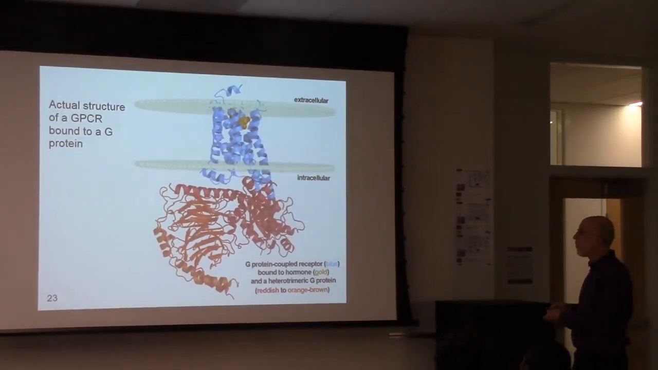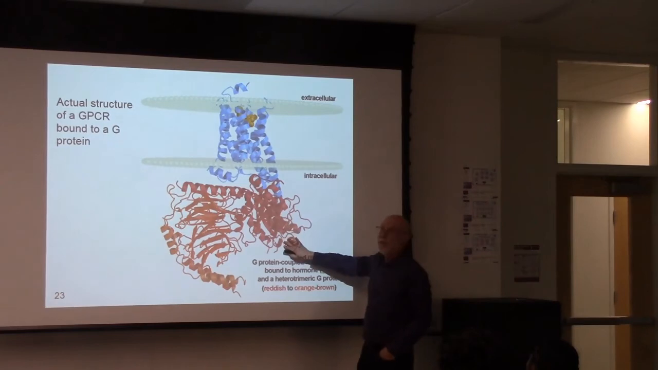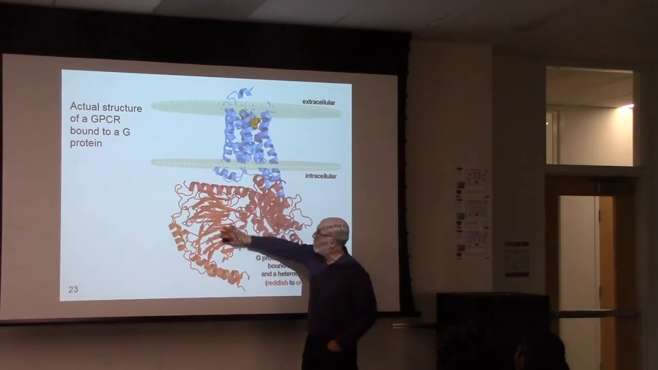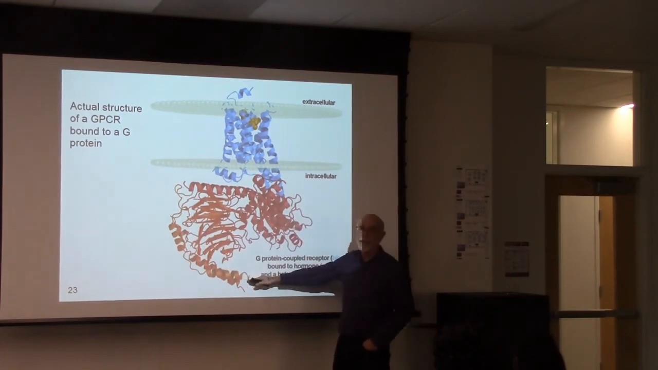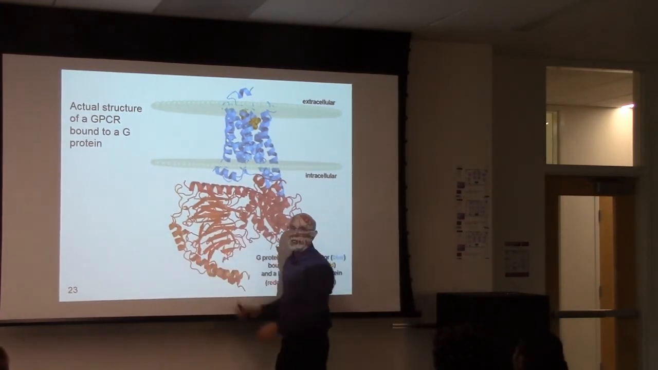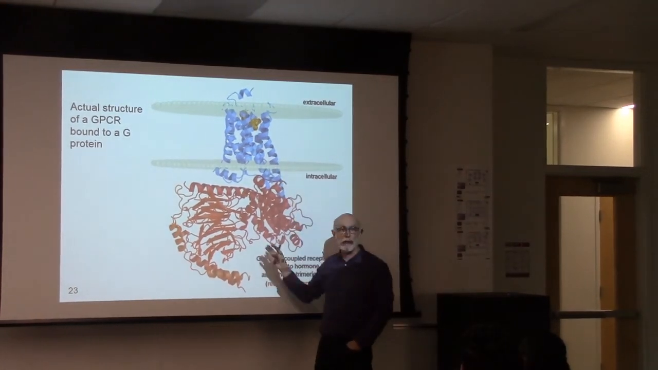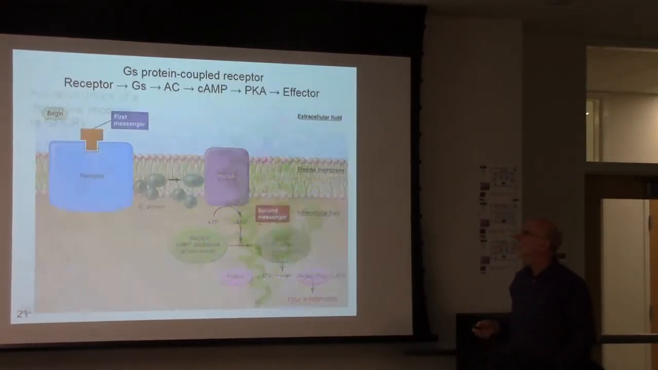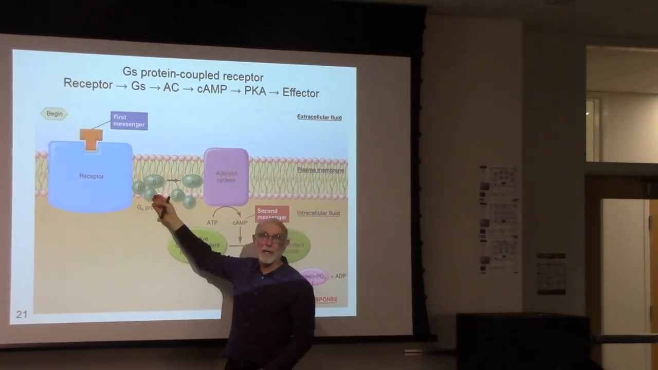Here, in red, is the alpha subunit of the G protein. This orange, it's hard to tell, is the beta subunit, and this is the gamma subunit. The beta and the gamma stay together as a beta-gamma complex. But here you can see the scale: the receptor, the G protein, and it turns out adenylyl cyclase are all pretty much the same size. The receptor is not 10 times bigger than the G protein complex.